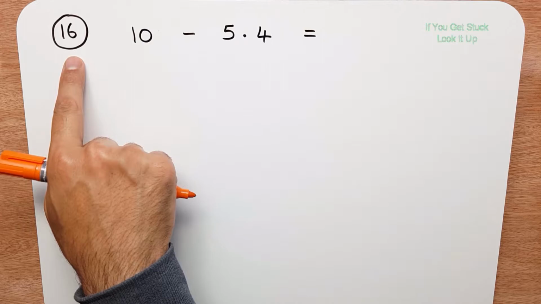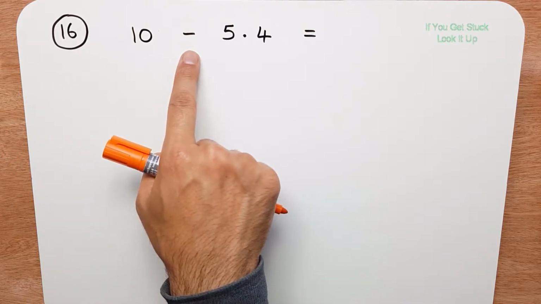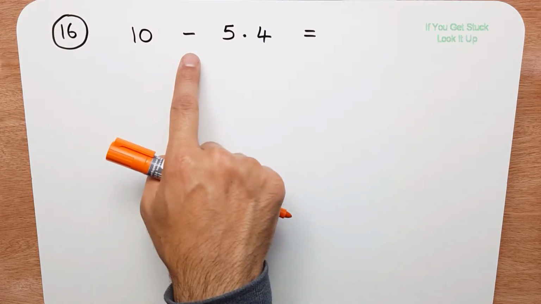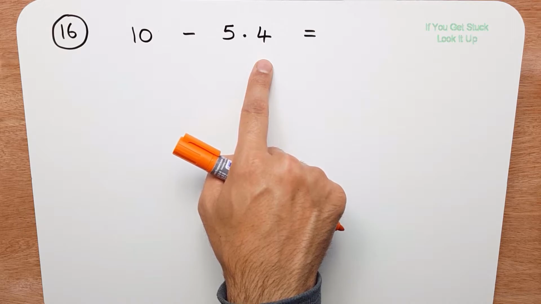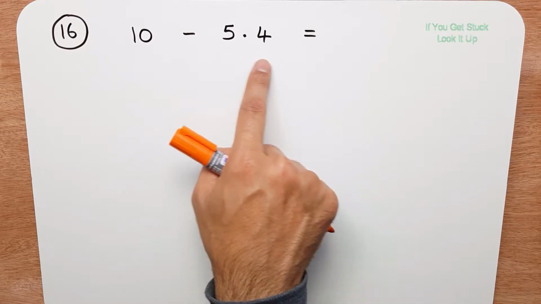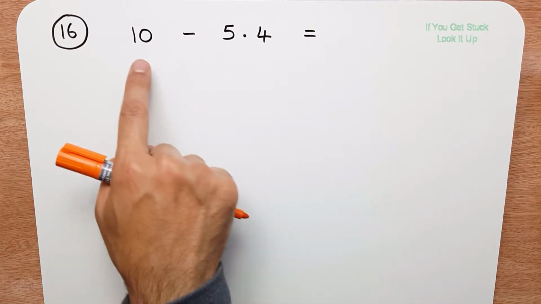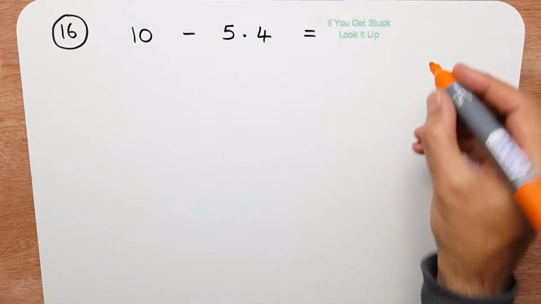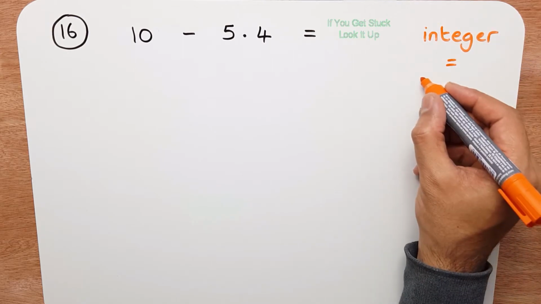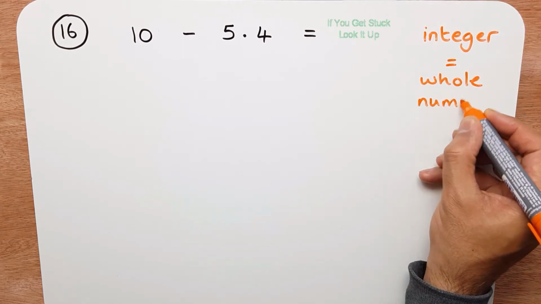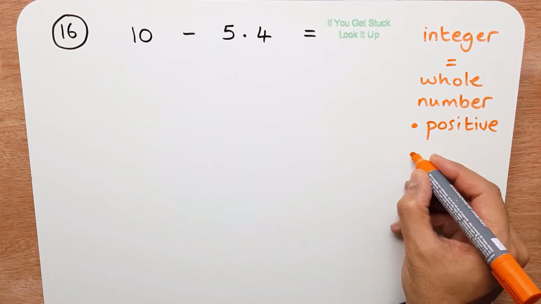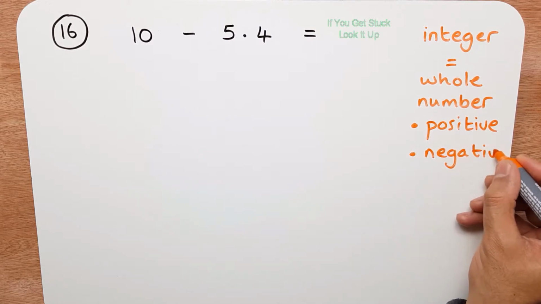In question 16, we have 10 take away 5.4, or 10 minus 5.4. Now, one thing you notice, this is a whole number and this is a decimal number. And whole numbers are also called integers. And remember we said it can be positive, negative, or 0.